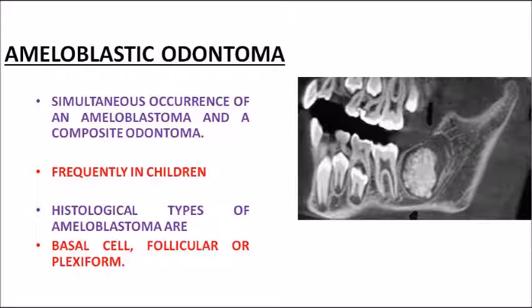Histologically, they are seen as three different types: basal cell, follicular and plexiform. So just note down, it is not frequently asked, but just note down that it is frequently seen in children, and these are the histological varieties.